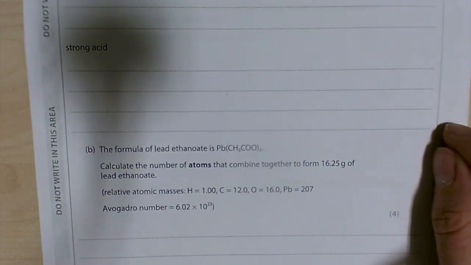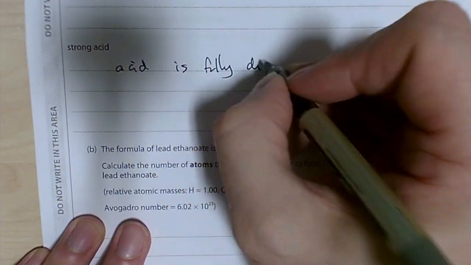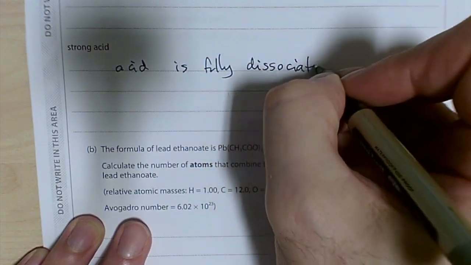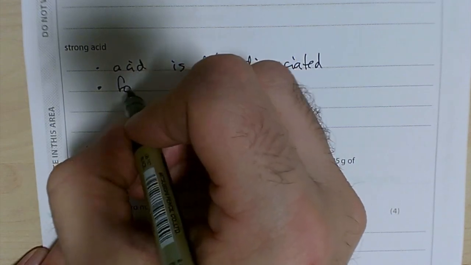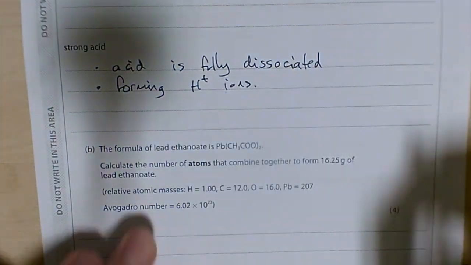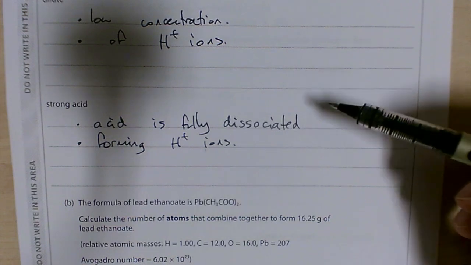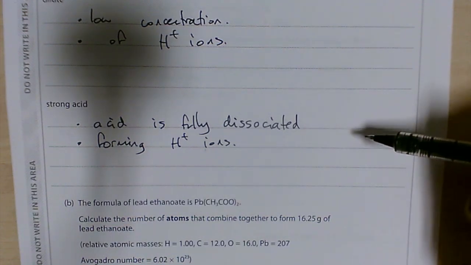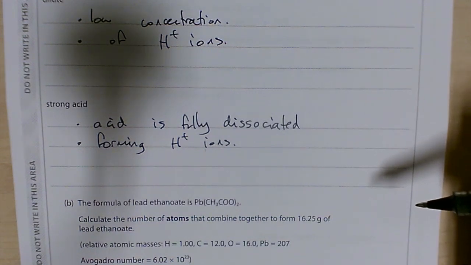This is very different to a strong acid. For this one, the acid is fully dissociated, and then second mark, forming H+ ions. So we're always referring to H+ because it's an acid. Strong acids are fully dissociated. Remember, weak acids are partially dissociated, which is not to be confused with dilute or high concentrations.